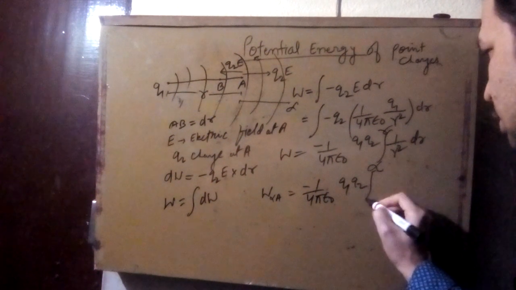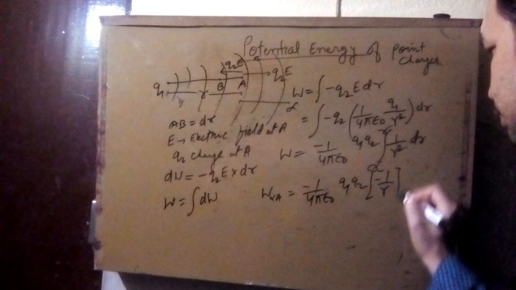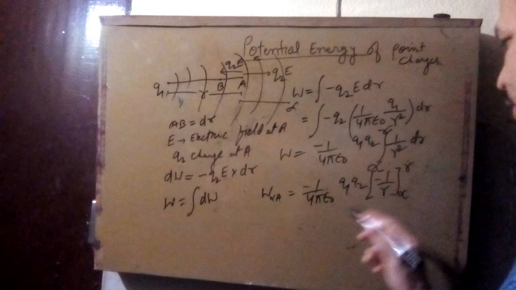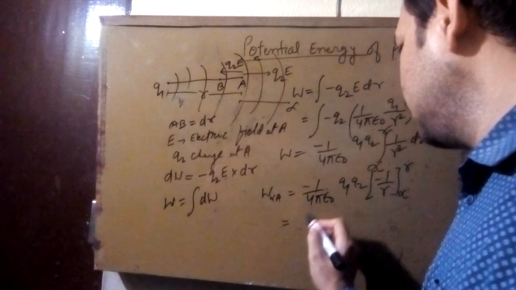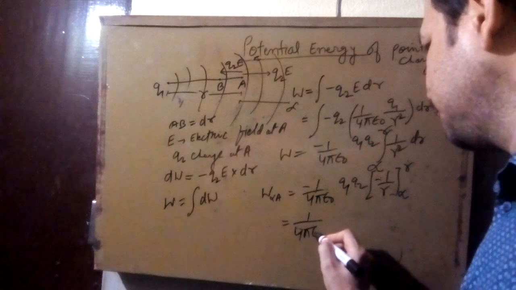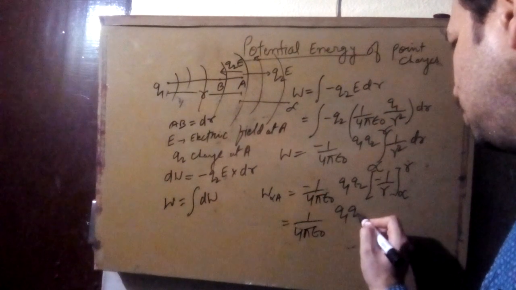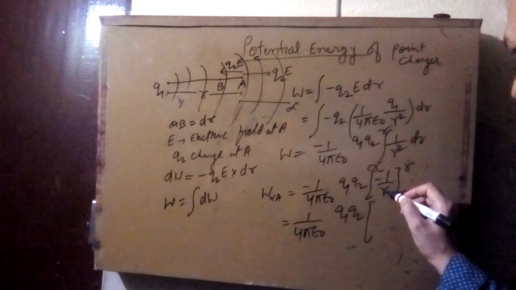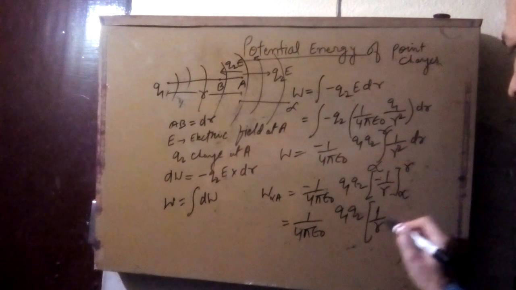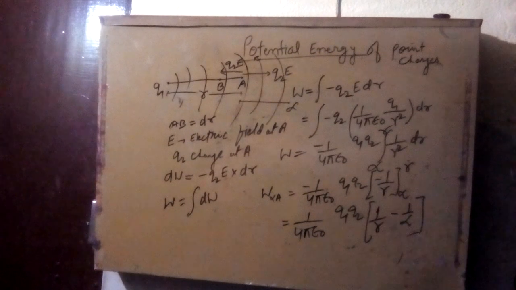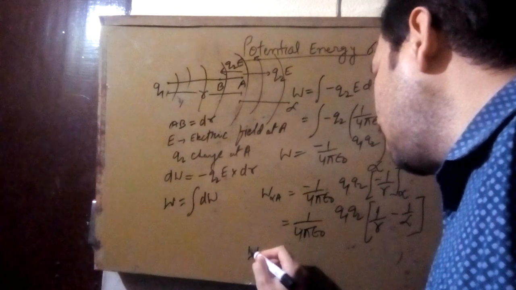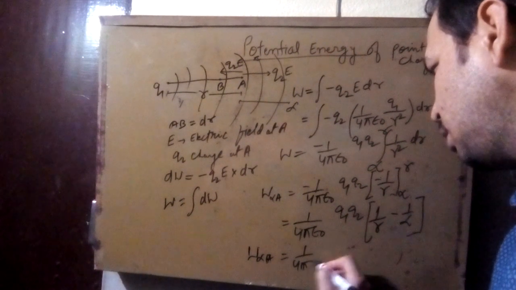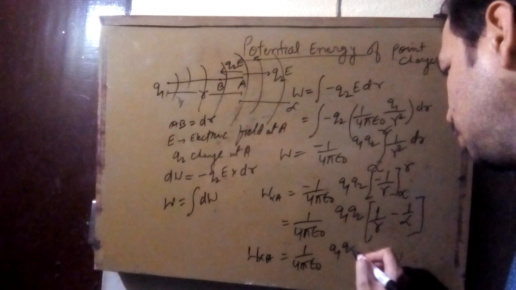Integration of 1 by R square. So you can see, students, minus minus becomes plus, so it is 1 by 4 pi epsilon naught Q1 Q2. Minus we have already taken out, so 1 by R: first we put R here and then infinity, so 1 by R minus 1 by infinity. So ultimately, the formula we are getting, total work done from infinity to A, is 1 by 4 pi epsilon naught Q1 Q2 by R.